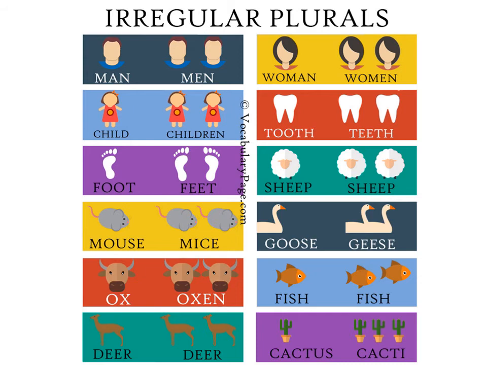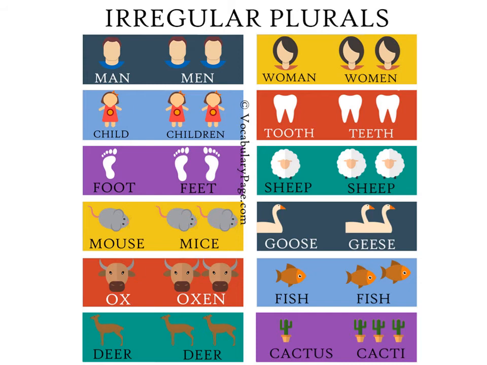The other side is a woman, and then the plural would be women. Okay? So, as you can see, we change A to E. That one is an example of irregular nouns because we changed the spelling. We didn't add, we just changed the spelling. The next one is child, and then the plural form is children. And then tooth, we have teeth. Foot, we have feet.